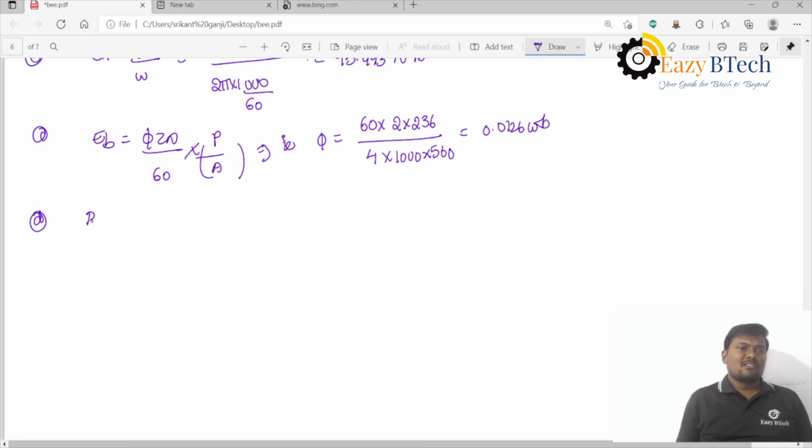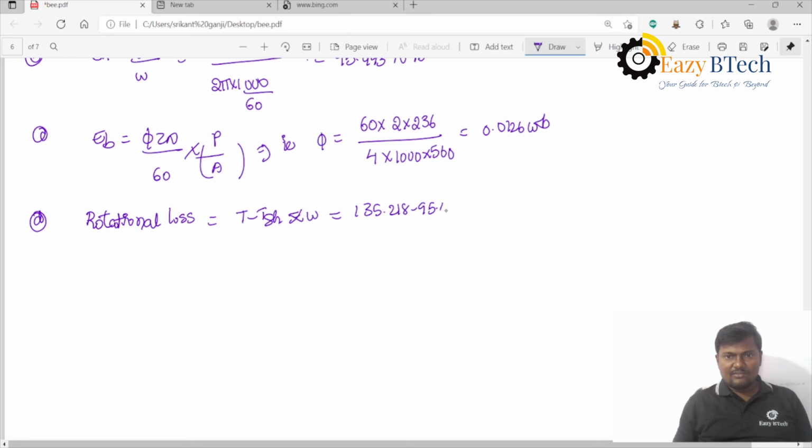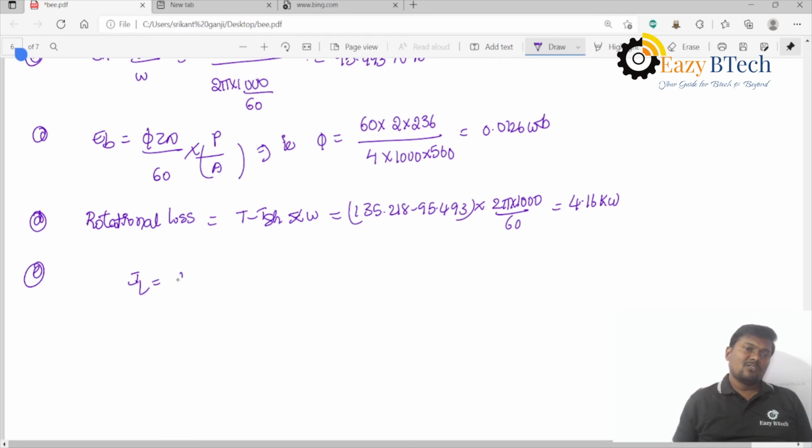And the rotational losses, how can we calculate them? T minus TSH, where T is the armature torque, into omega. So 135.218 minus 95.493, into omega, which is 2 pi into 1000 divided by 60. So 4.16 kilowatts. Then finally the line current is equal to armature current plus shunt field current. So that should be equal to 61 amperes.